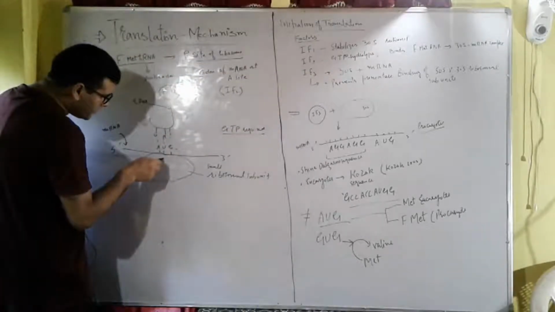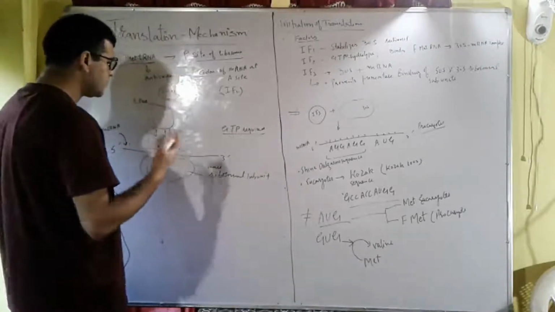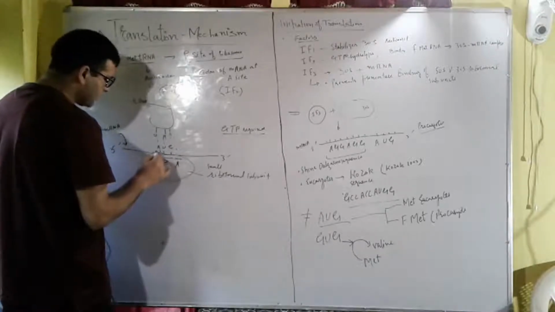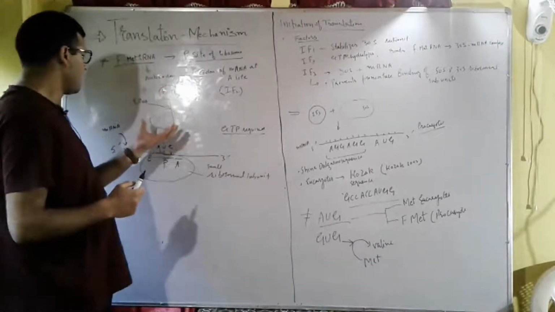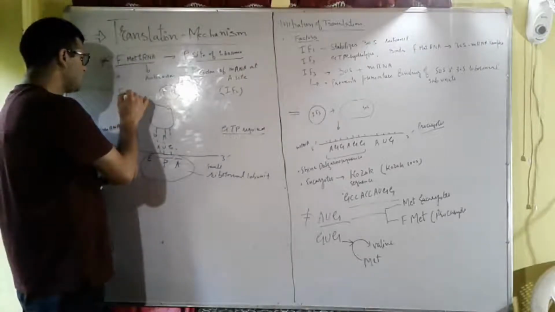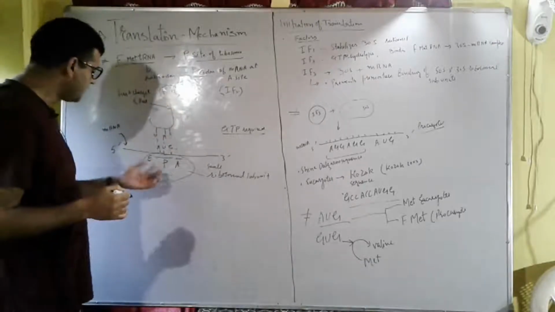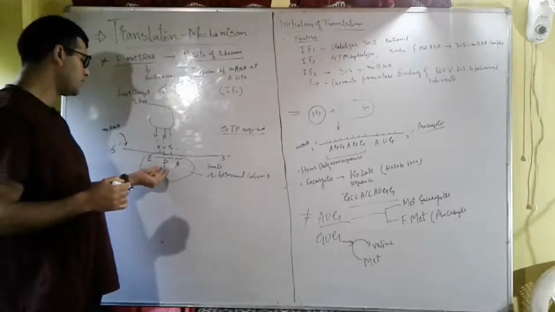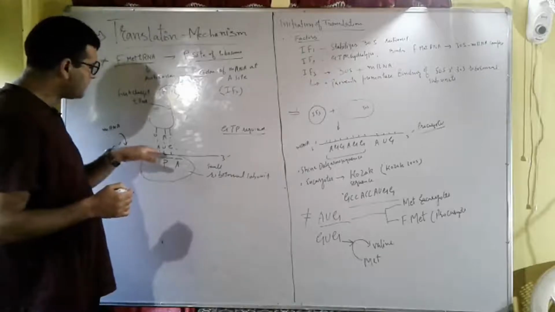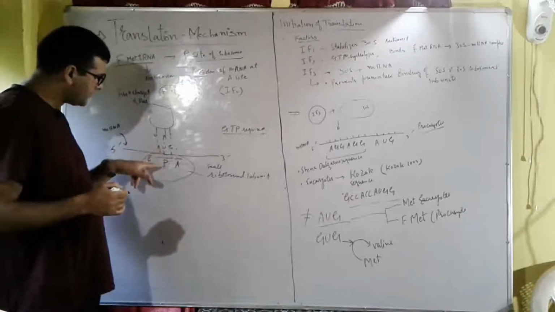We know that this ribosome has three sites. One is called the P site, another is called the A site, and then we have the E site. The first tRNA, the first charged tRNA, which here in case of prokaryote is formyl methionine tRNA, arrives at the ribosome at the P site, and then it establishes linkage with the codon of mRNA at the P site.